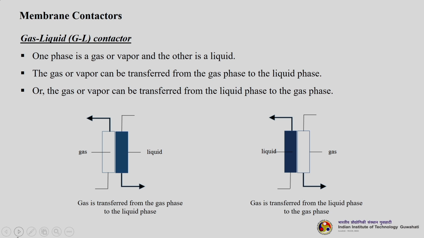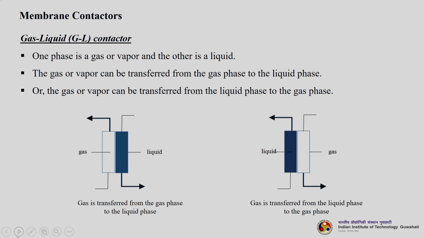So, let us now discuss the contactors in a little more detail. Let us first understand the gas liquid contactor. Here one phase is a gas or vapor and the other phase is a liquid. The gas or vapor can be transferred from the gas phase to the liquid phase, or from the liquid to the gas phase. Either way you can operate it.